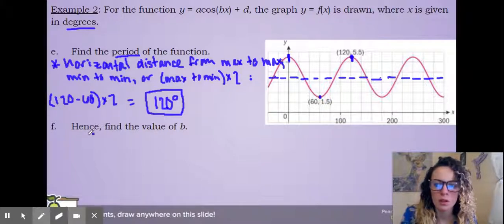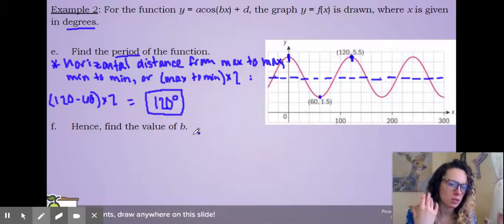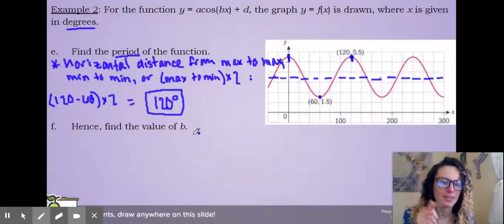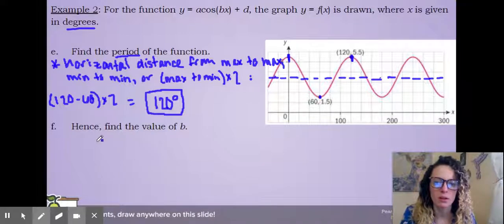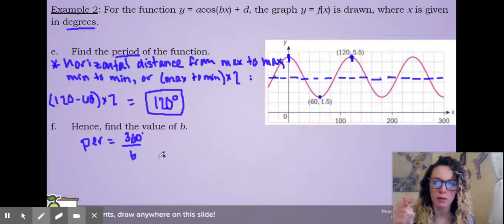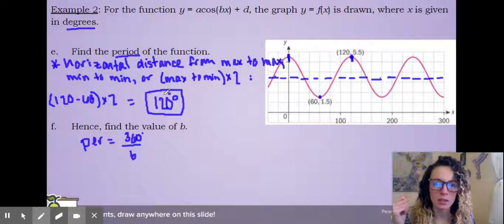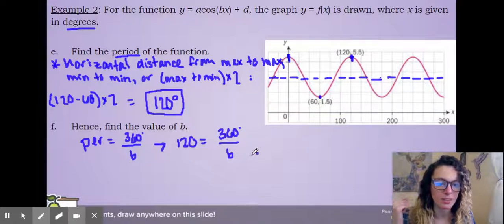Part F, hence find the value of B. So when we found the principal axis, it was D. When we found the amplitude, it was A. But with finding the period, it is not automatically B. Remember, we said before that the period, in terms of degrees, since we're in degrees here, equals 360 degrees divided by B. So that doesn't automatically mean that whatever our period is, that's what equals B. What we'll have to do instead is, since we know 120 is the period, we'll sub in 120 for the period and set that equal to 360 over B, and then solve for that.